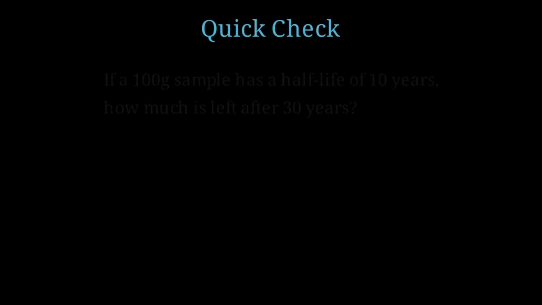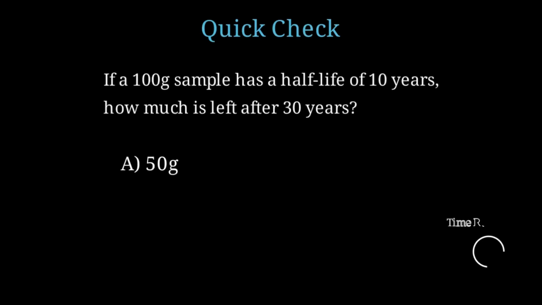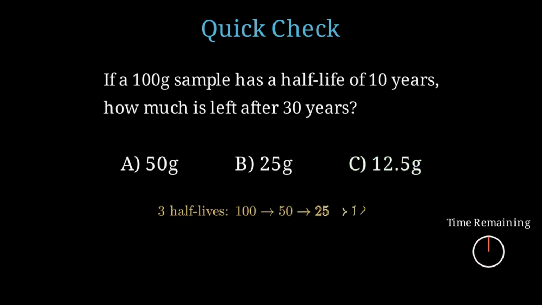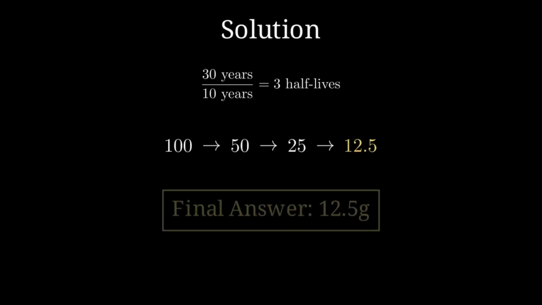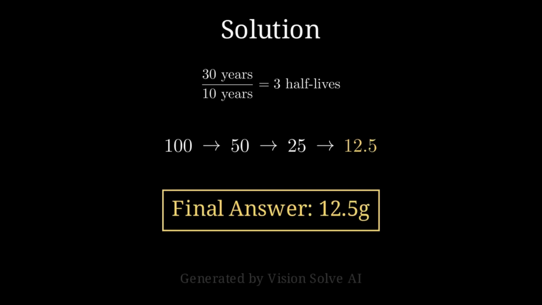Test your knowledge. If a 100-gram sample has a half-life of 10 years, how much will remain after 30 years? Think about how many half-lives occur in that time and apply the halving principle 3 times. The answer is 12.5 grams. 30 years represents 3 half-lives. We take 100, halve it to 50, then to 25, and finally to 12.5.